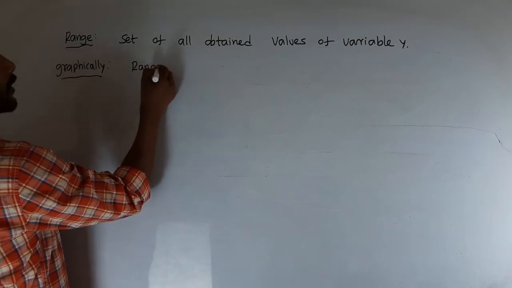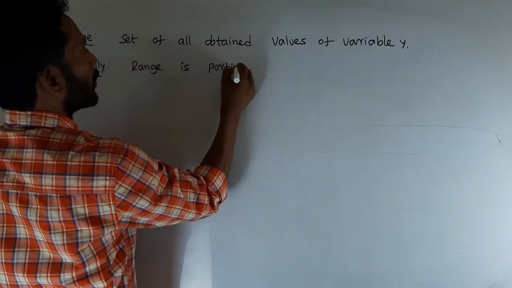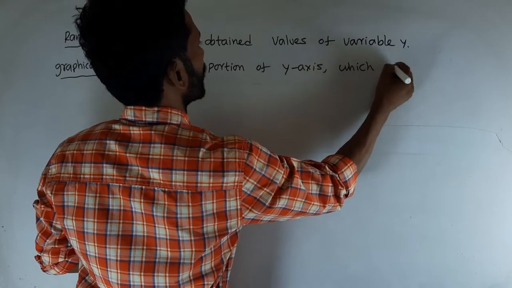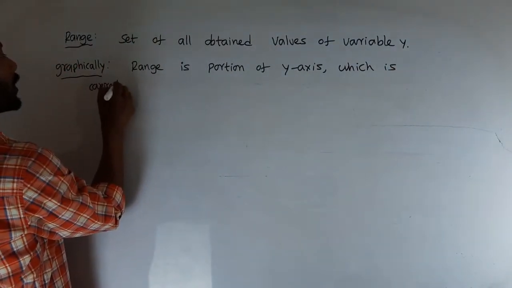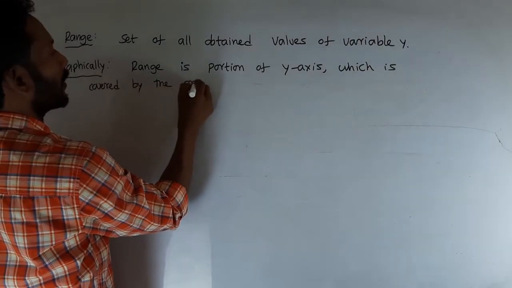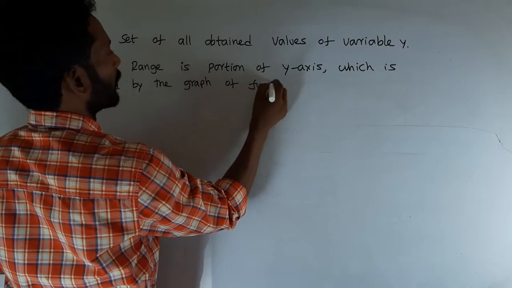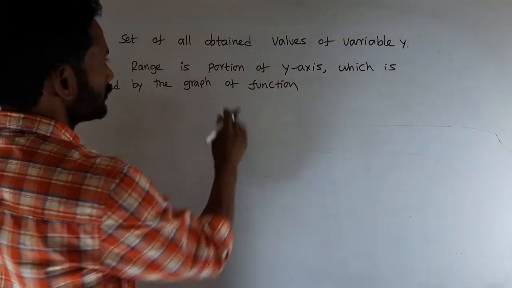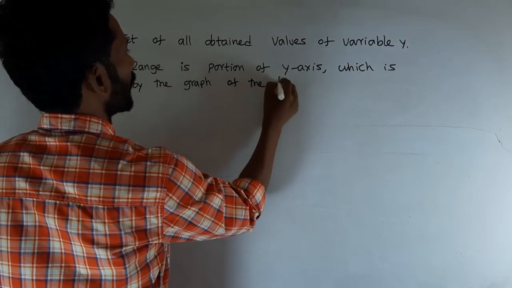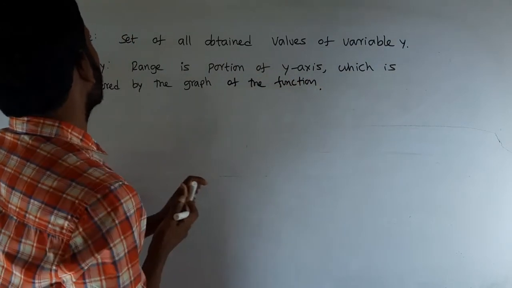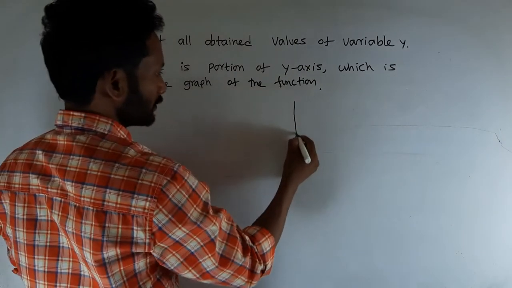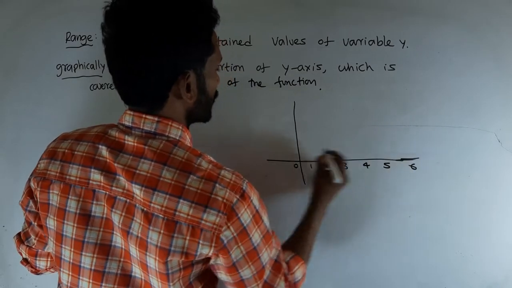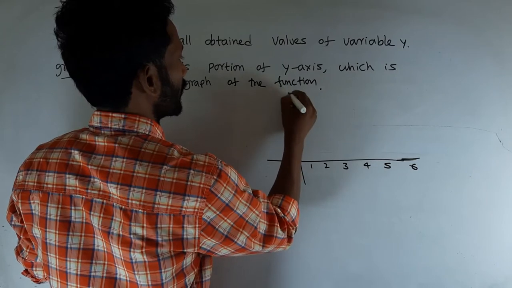So graphically, range is portion of y-axis which is covered by the graph of the function. An example: 0, 1, 2, 3, 4, 5, 6.